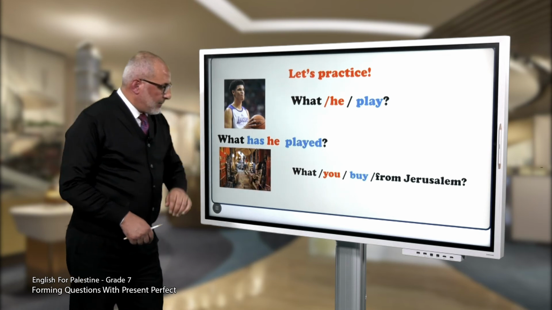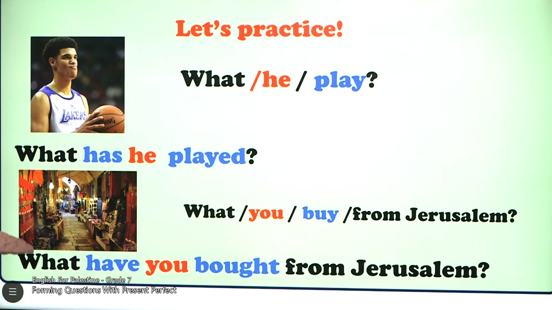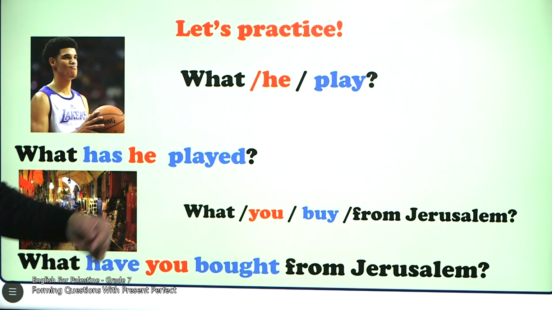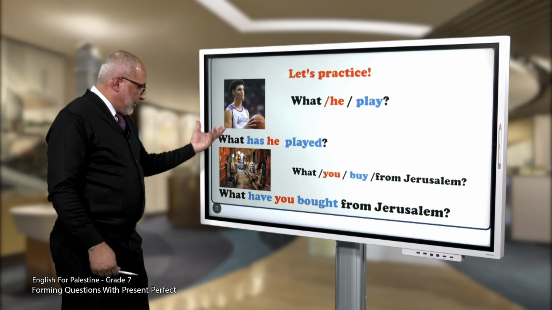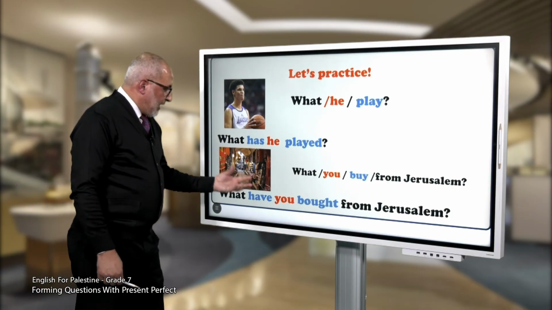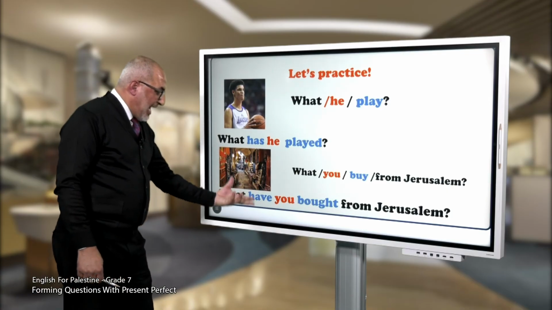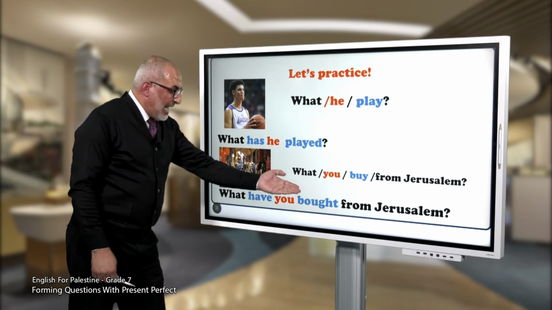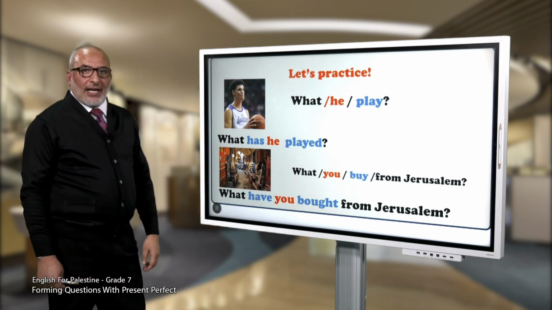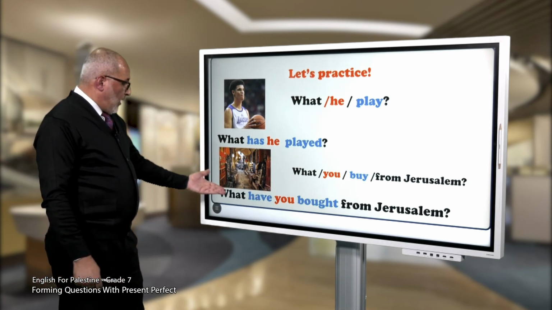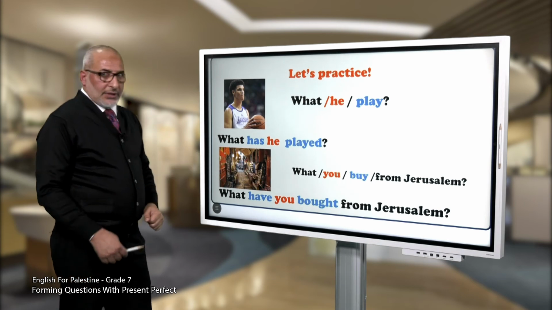Let's see. Yes. What have you bought from Jerusalem? What is the WH word? Have is the auxiliary. We use have here because the subject is you, and then the past participle of buy is bought. What have you bought from Jerusalem?